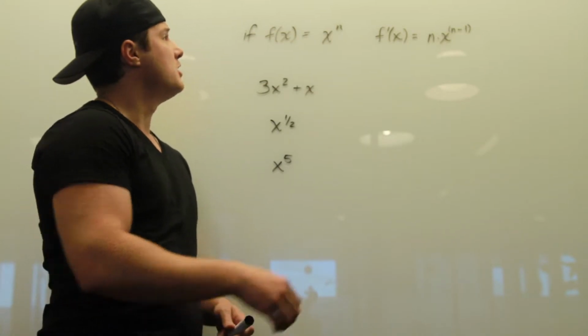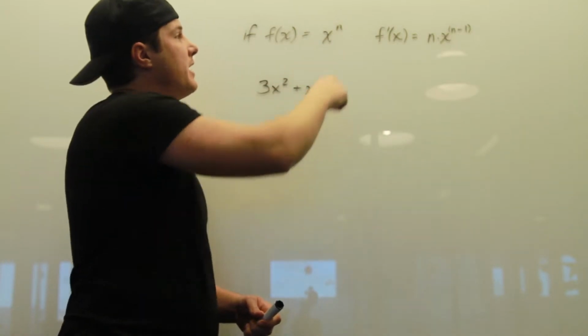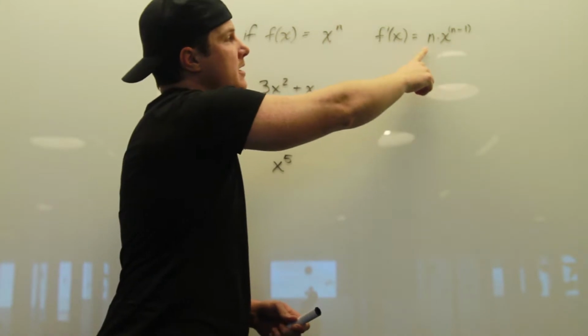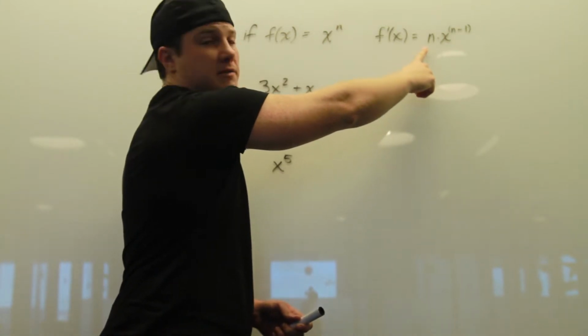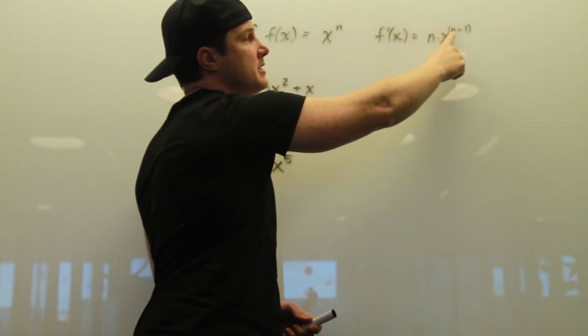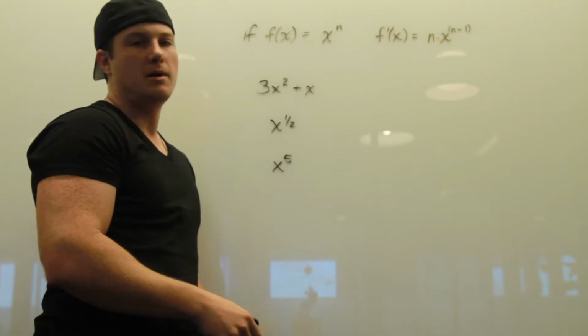Let's say you have a function. If you want to find the derivative of that function and it has a power, all you're going to do is take that power down in front, multiply it by the coefficient if there's a coefficient out in front, and then you take whatever the power was, you subtract 1 from it. That's it. It's super simple. So I'm going to give you a couple examples.